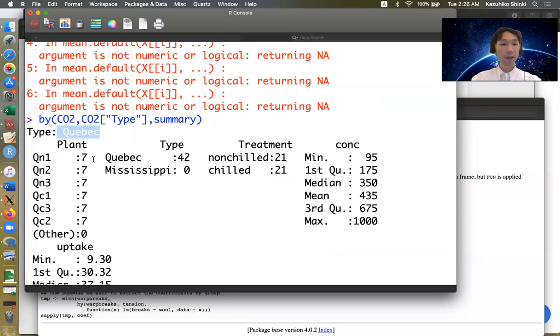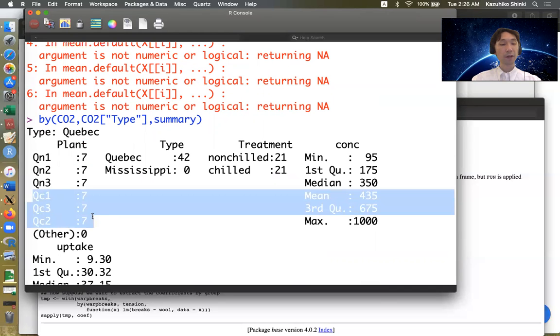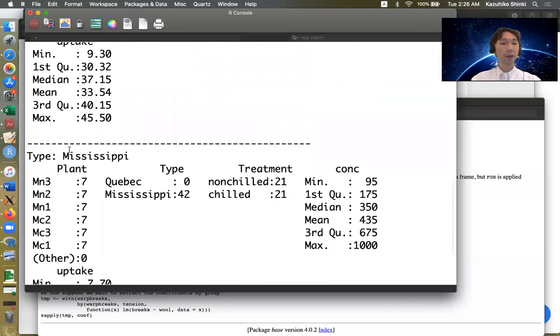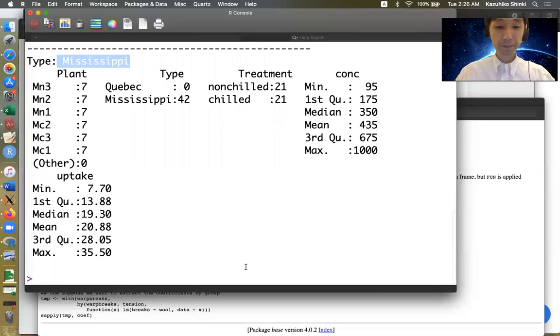For Quebec, actually we have 6 plants, with 7 observations each: QN1, QN2, QN3, and QC1, 2, and 3. And for the treatment, actually 21 each. And the concentration, this is a continuous variable. Also we have the summary for Mississippi, so we have a little more information. Okay, so this is how the aggregate function and the by function are used.